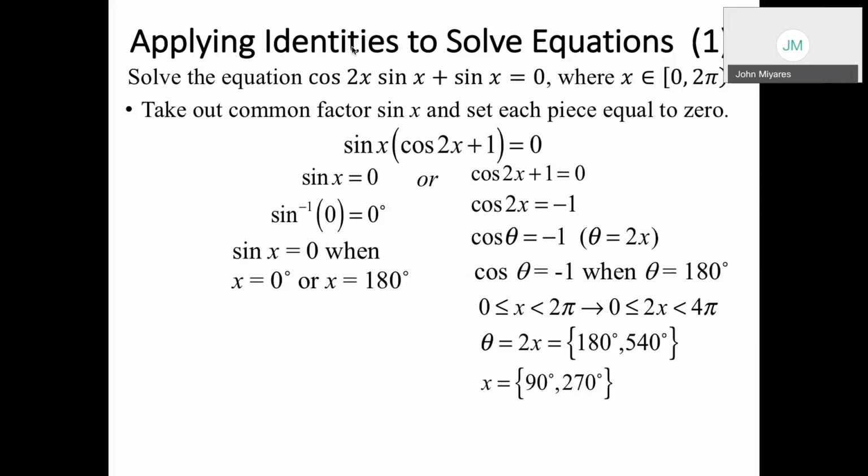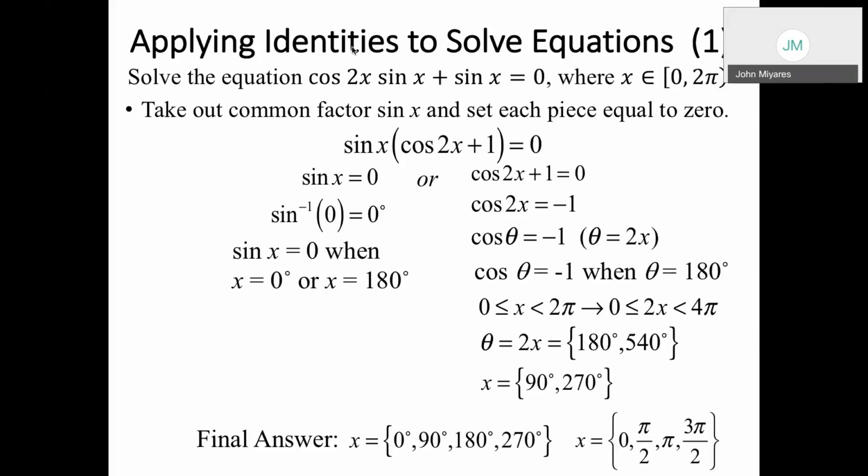Finally, you want to consolidate your answers from both parts of this equation in order to get a single solution set. So you'll have x equals 0, 90, 180, or 270 degrees. But of course, they want our final answer in radians, which would be 0, pi over 2, pi, and 3 pi over 2.